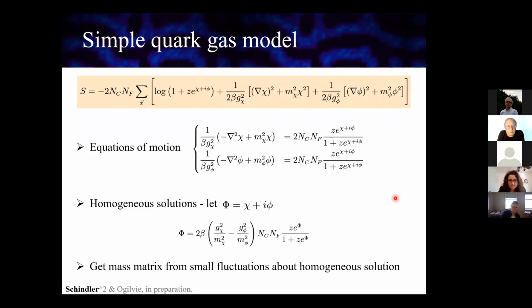Standard procedure. If we play around with these a little bit, we're going to set big phi equal to chi plus little i phi. So just subbing in that term, this z e to the chi plus i phi reduces to the z e to the phi over 1 plus z e to the phi term. These colored fermion factors, and then you can reduce things and get this nice equation for the homogeneous solutions.